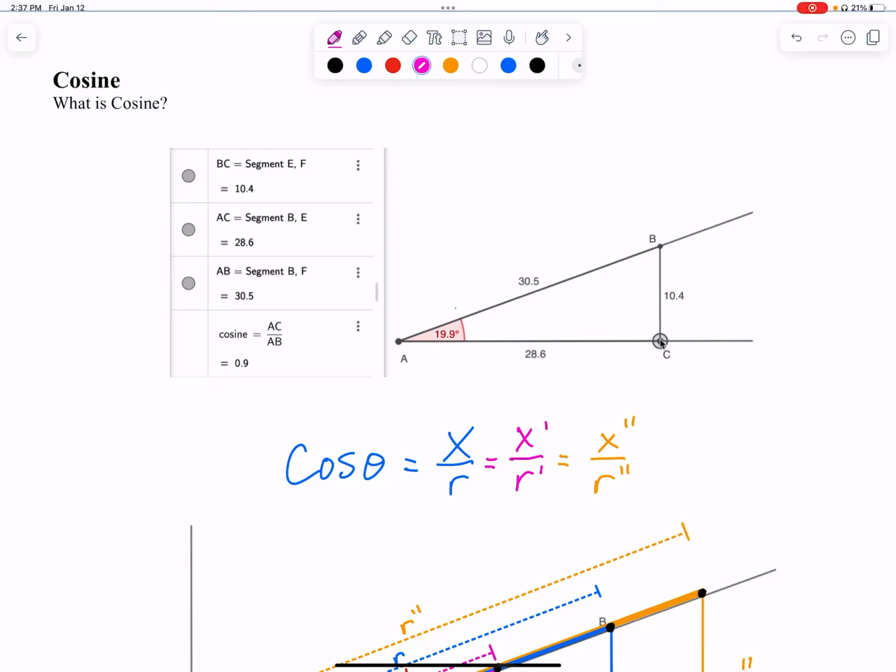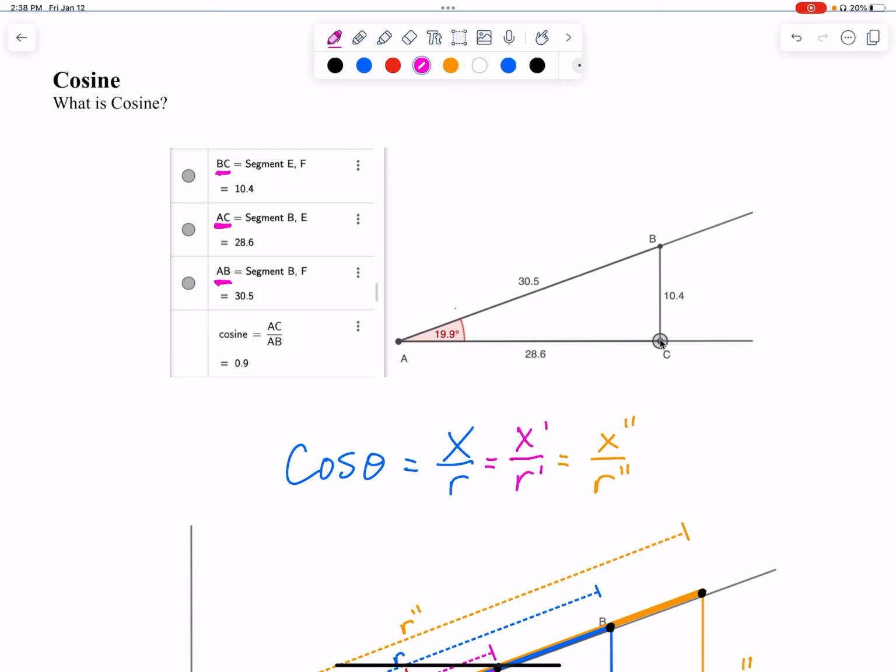In this video, we'll begin our discussion of cosine. I'm going to show another video, but this is the setup again. Notice that I have a triangle. I'm going to move that side of that triangle to make a bunch of different triangles, but I'm going to keep the 19.9 degrees. So notice over here, I have the three sides that are measured. You can see where they're at.